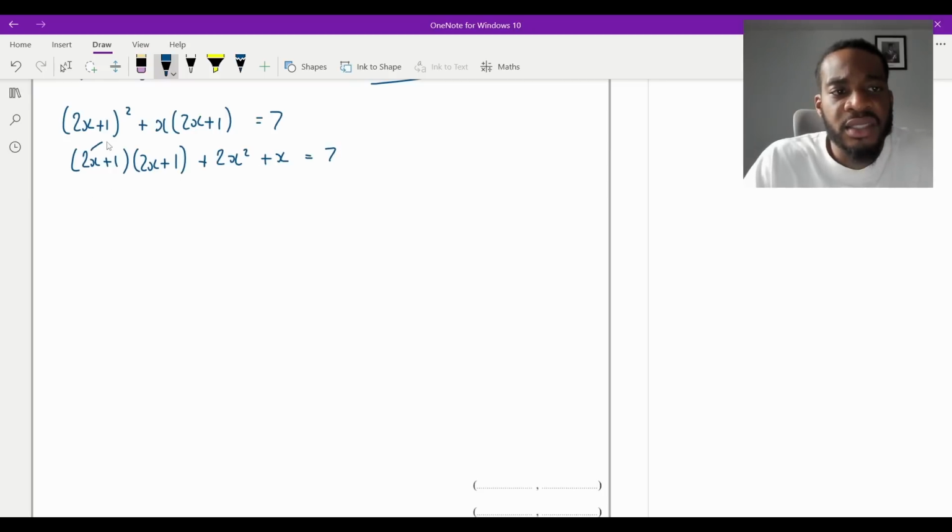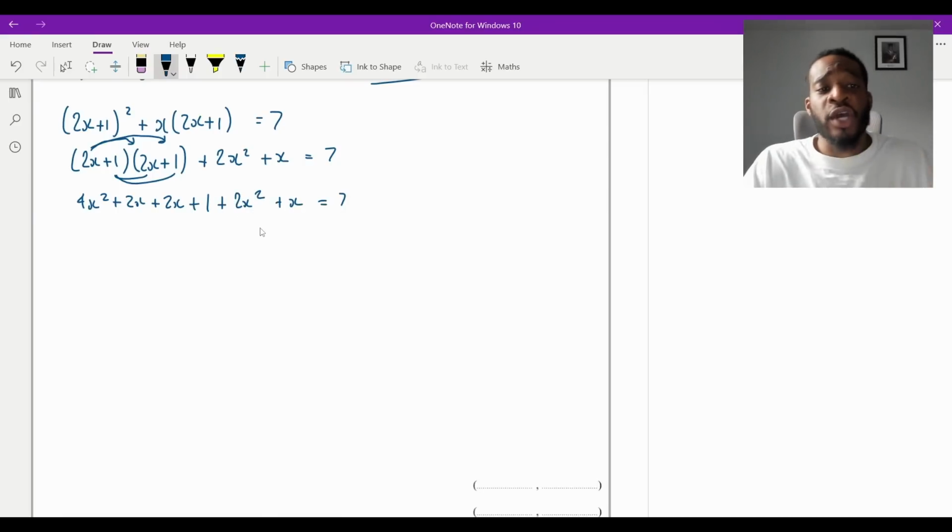And then now I can expand and simplify this one. 2x into it is going to be 4x squared. That's going to be a 2x there. That's going to be another 2x there. And that's going to be a 1, isn't it? And then we've got plus, sorry, I forgot the 1, plus 2x squared plus x is equal to 7. Now, this is just a quadratic equation in terms of x, so we can just simplify and solve.